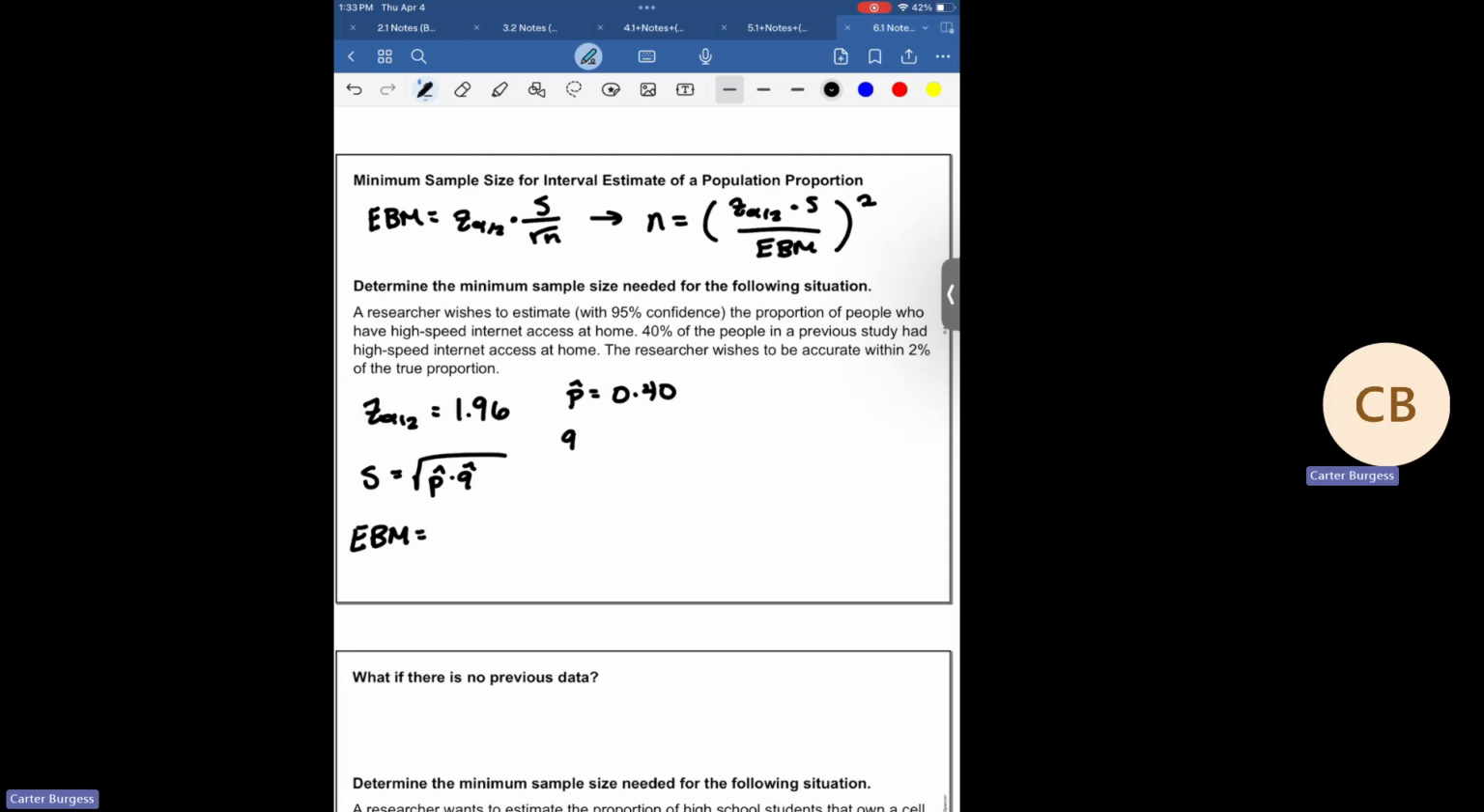What is our q hat going to be? 0.6, or 60%. And so this should just be the square root of 0.4 times 0.6. And then what do I need to be true about my margin of error? How much error am I trying to allow myself to have? 2%, so 0.02.